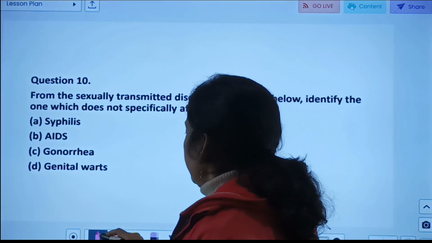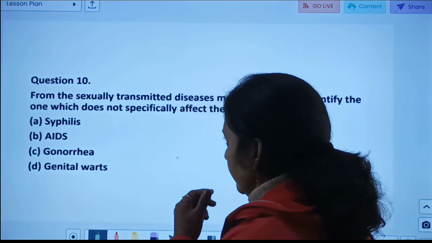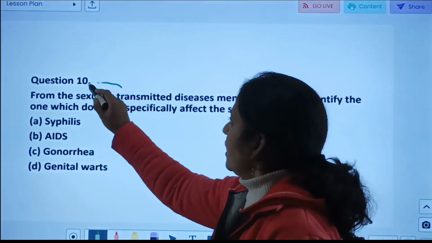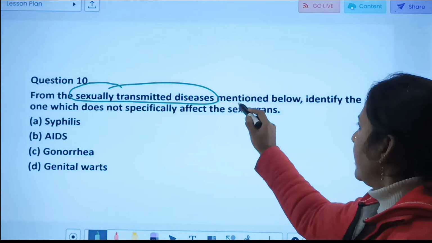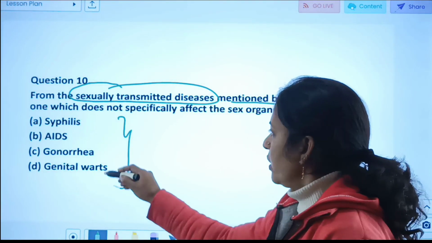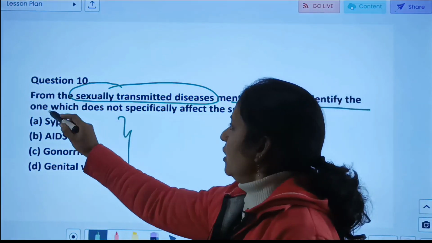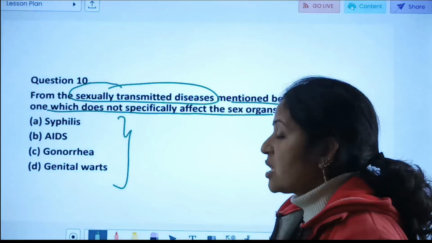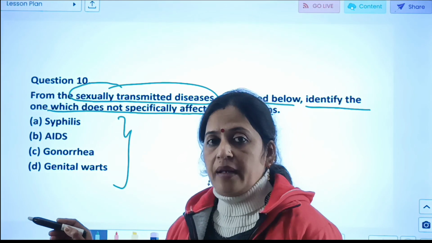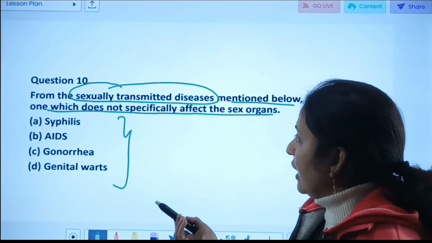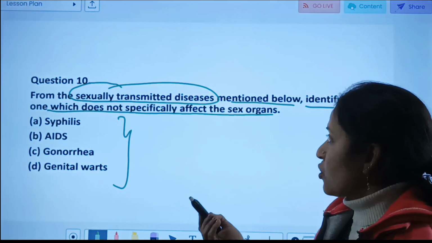Next is question number 10, and it is from the sexually transmitted diseases. From the sexually transmitted diseases mentioned below, identify the one which does not specifically affect the sex organs. आपके पास different type के sex organs दिए गए हैं, उनमें से आपने identify करना है कि कौन से ऐसे sex organs हैं, sexually transmitted diseases.